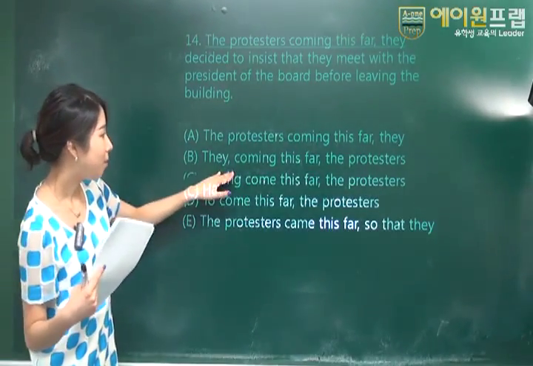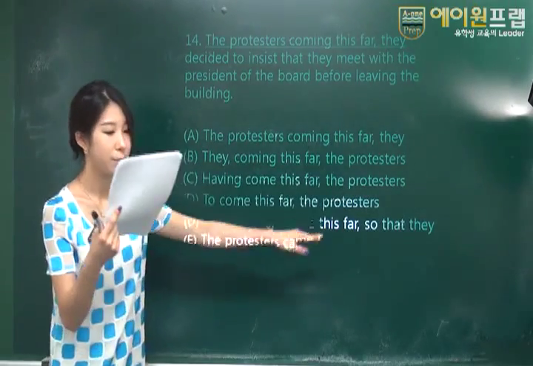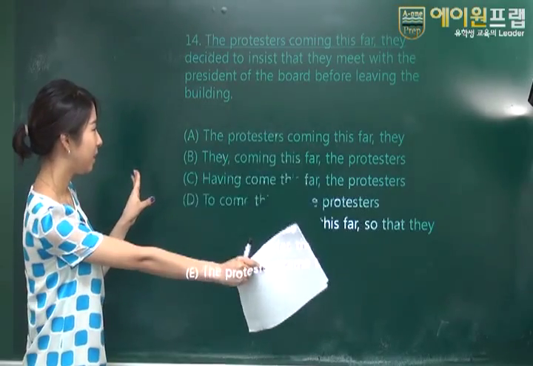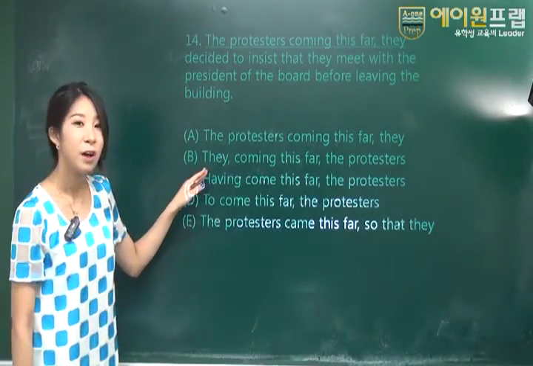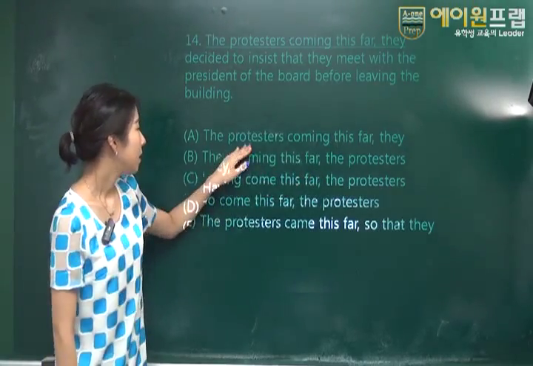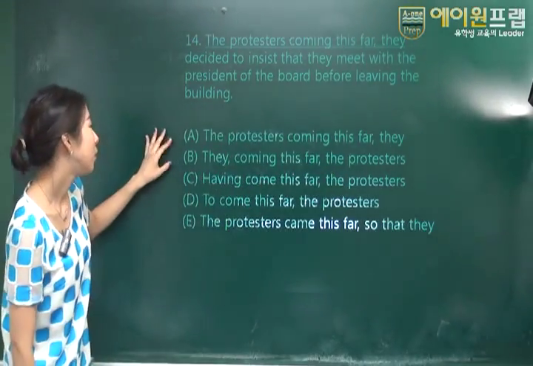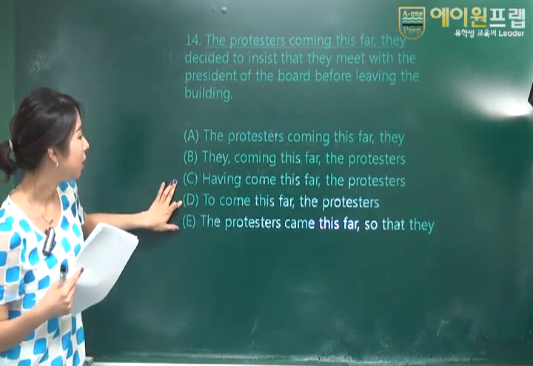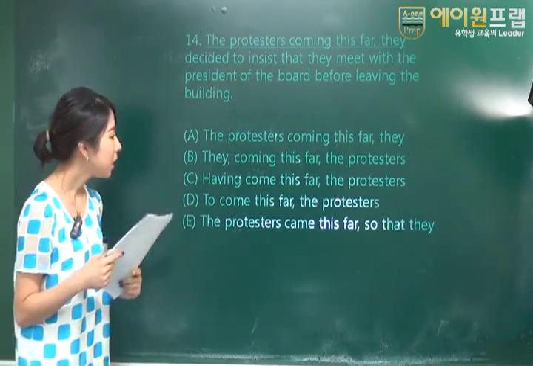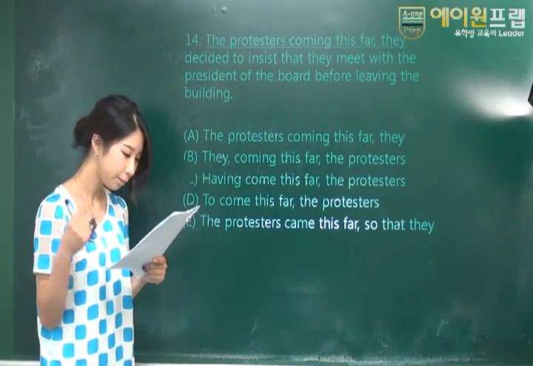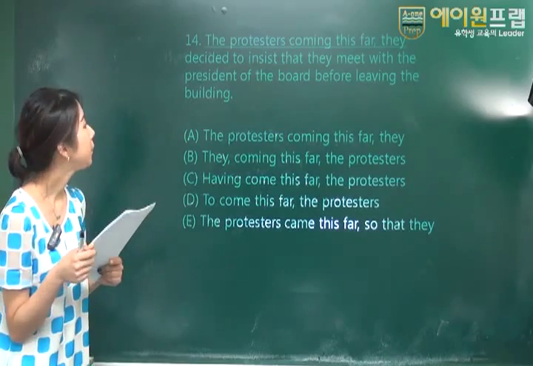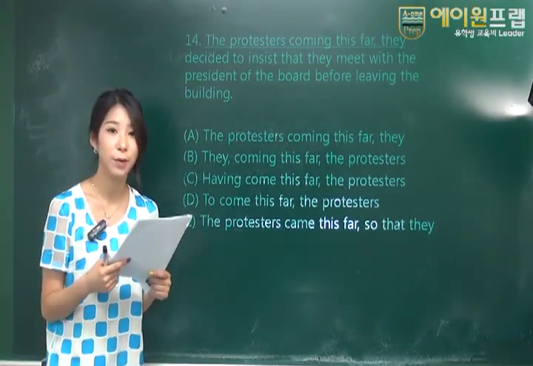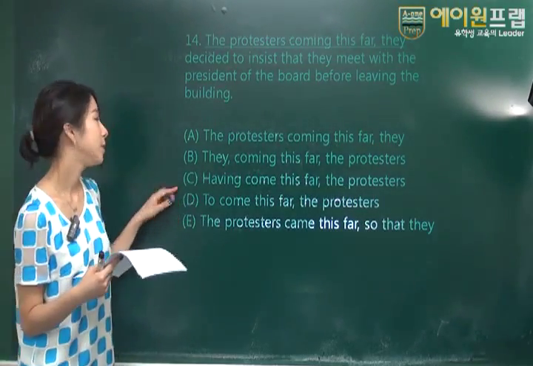And B, they, comma, coming this far, the protesters, same issue, they and protesters. In this short phrase, they already have a pronoun and noun. Noun and pronoun, they're bad. They're not always the best choice. Okay, and so let's look at C, D, and E. Okay, having come this far, the protesters. Yeah, having come this far, the protesters, they can't just go home. They need to see the president before they leave, right? It makes sense? So let's keep C.